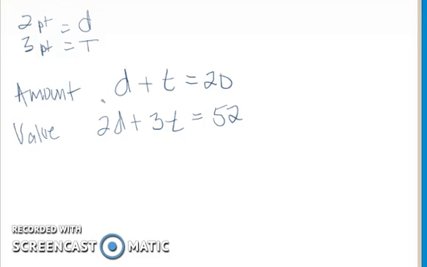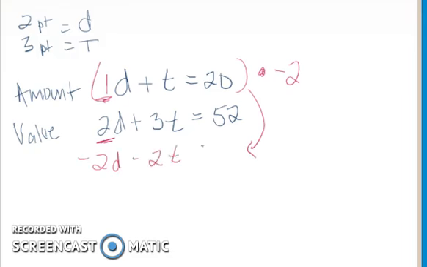So that's how I know I need these two numbers to be the same. Right now there's a 1 here. So I want them to be the same with the opposite sign. So I'm going to multiply by -2. I get -2D minus 2T equals -40. And now we can add them. The D's are going to cancel. There's my elimination. 3T minus 2T is just T.